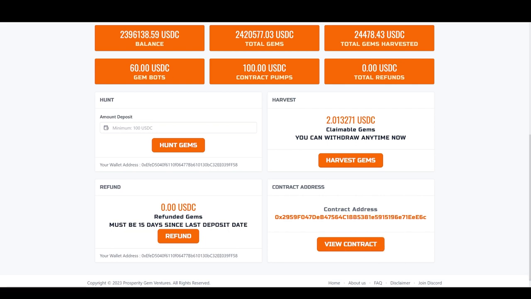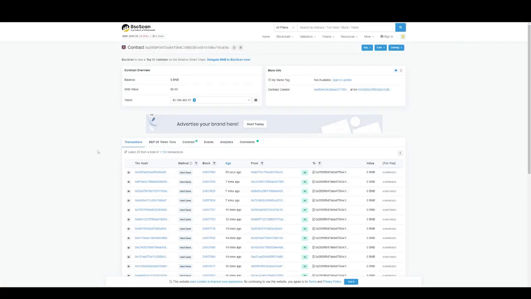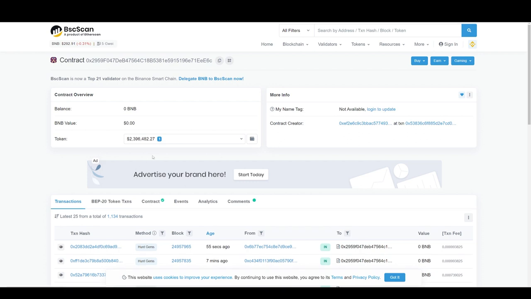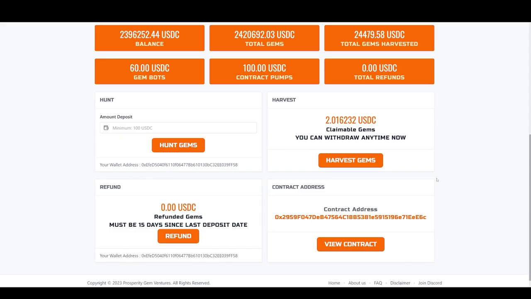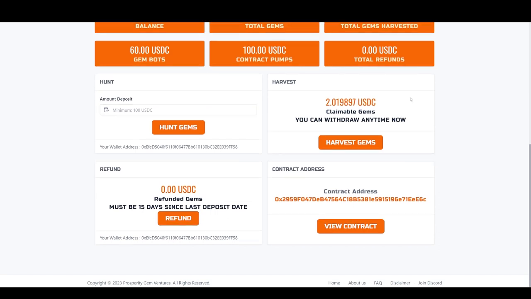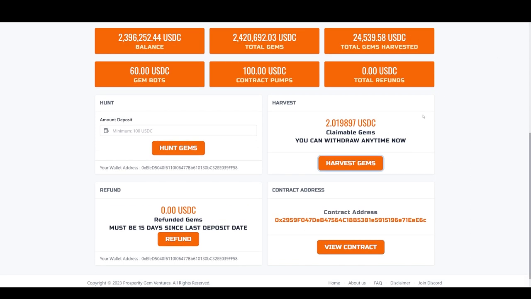Let's look at the contract address and see what is happening here. There is approximately almost $2.4 million already. And that's where we stand with the BSC contracts. Now, even though it says you can withdraw any time now, minimum to withdraw is 50 USDC. So it will not work if I try it. Minimum to withdraw is 50 USDT. It's saying USDT, but it's USDC. There's still some glitches here.